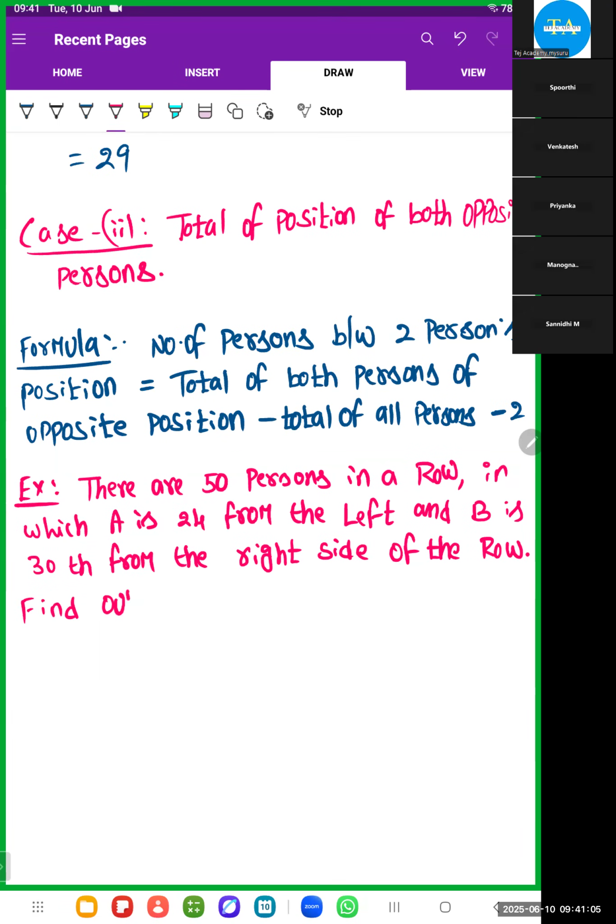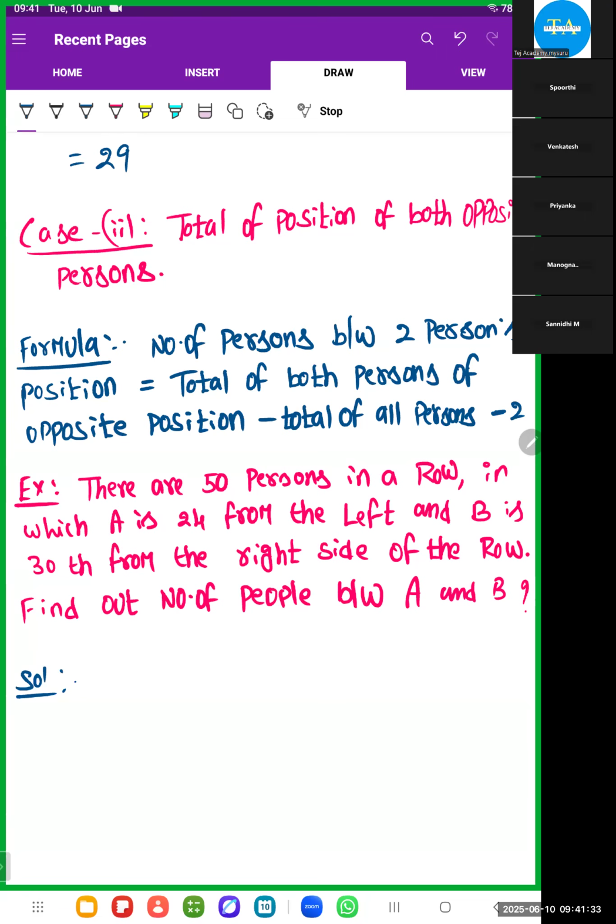So find out the number of people between A and B. Okay, so this is the question. So tell me here.